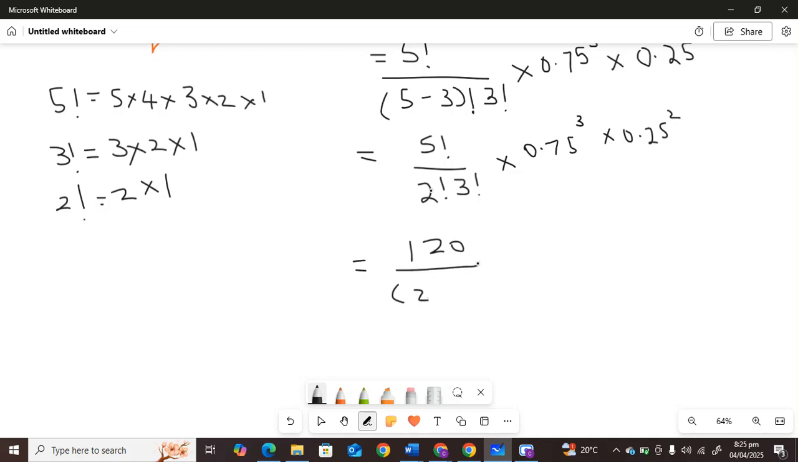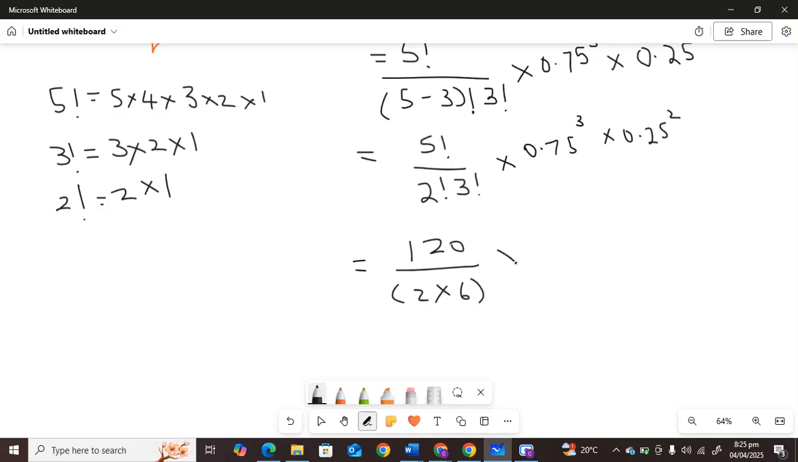Do not multiply 2 times 3 and say 6 factorial. No, you leave them as they are. So 2 factorial is the same as 2 because it's just 2 times 1. Then 3 factorial is 3 times 2 times 1. That gives us 6.